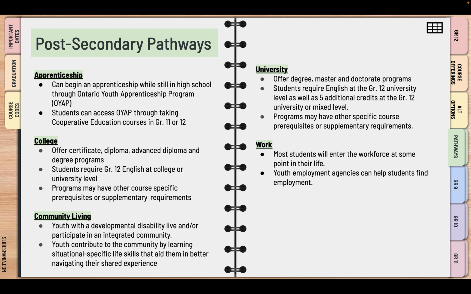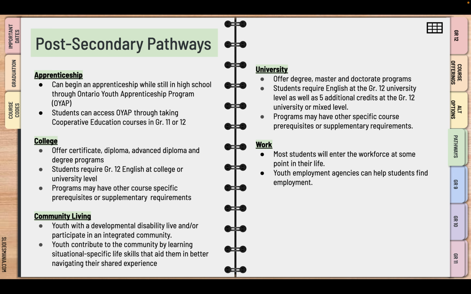Now, what happens after high school? What might you get up to? There are so many different things that you could explore. Some of them are apprenticeships, which you can actually start while you're still in high school through the Ontario Youth Apprenticeship Program. For more details about apprenticeships, visit your guidance counselor. You could also go off to college. We have 5 community colleges in and around the GTA and many more across Ontario, and they offer certificate, diploma, advanced diploma, and degree programs.